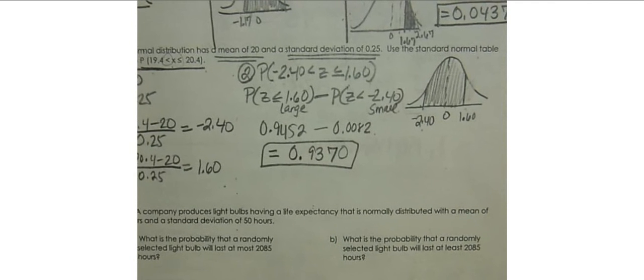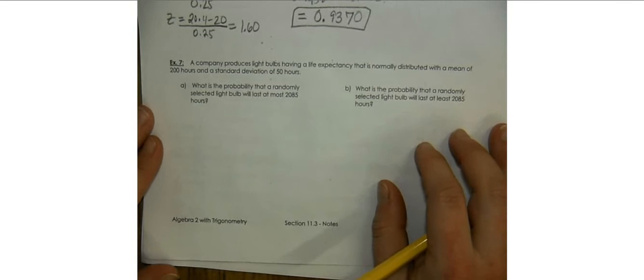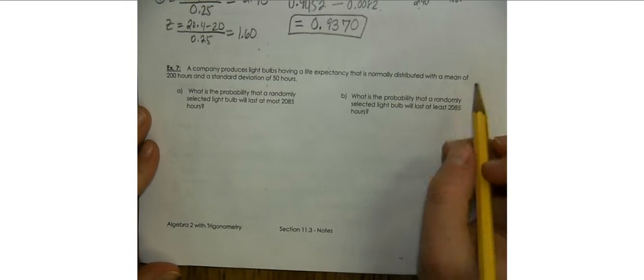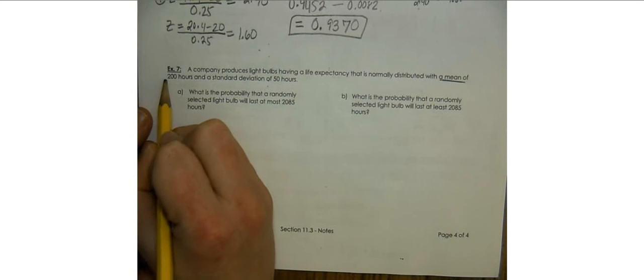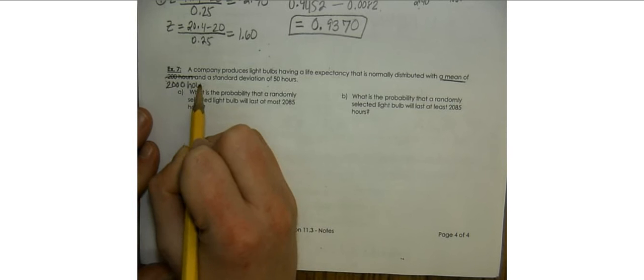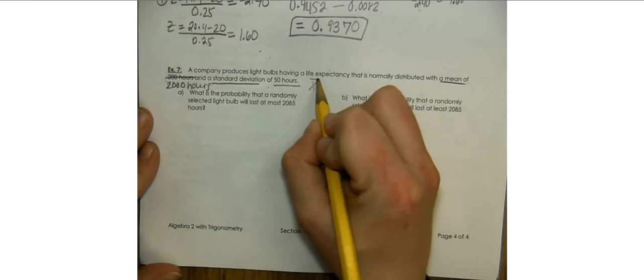Let's go ahead and look at example number 7. This is our last example, and then we are finished with this lesson. So it says a company produces light bulbs having a life expectancy that is normally distributed with a mean of, we're going to change this, instead of 200 hours, we're going to change that to 2,000 hours, and a standard deviation of 50 hours. So our x bar is equal to 2,000, and our standard deviation is equal to 50.